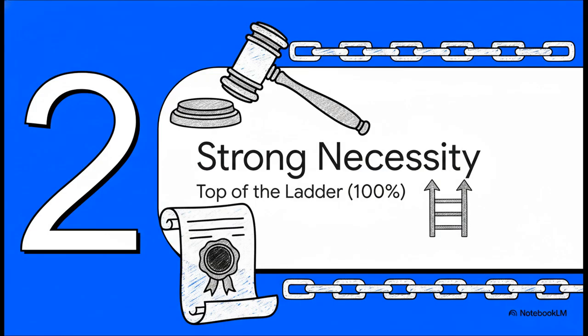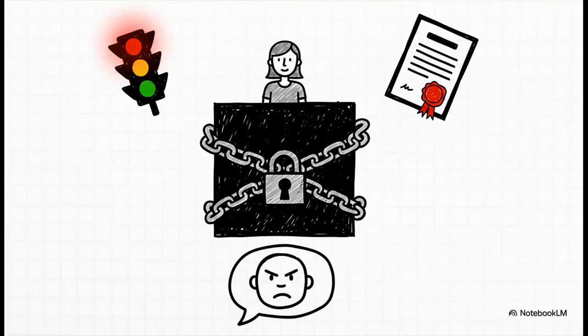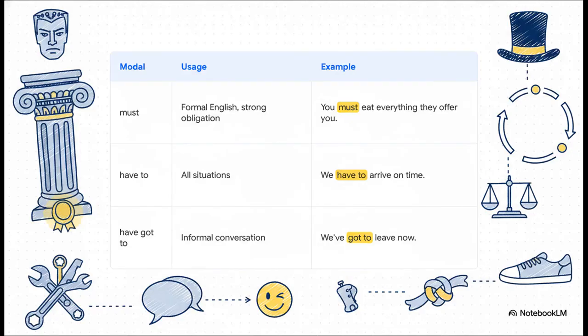We're at 100% necessity. This is the heavy hitter territory. This is where we find the words we use for laws, for rules, and for really, really strong obligations. When you're up at this level, there is zero wiggle room. These modals tell you about an obligation that you just can't get out of. Think of a sign that says, employees must wash hands, or your boss saying, you have to finish this report by Friday. No excuses.